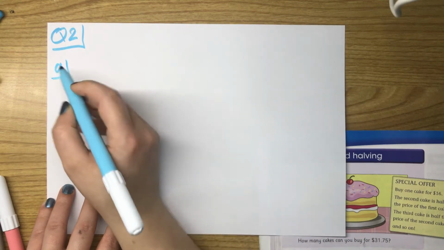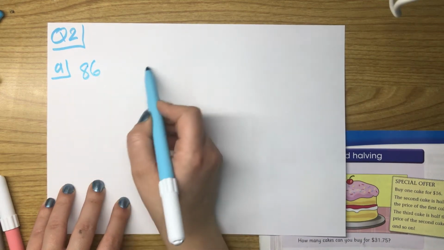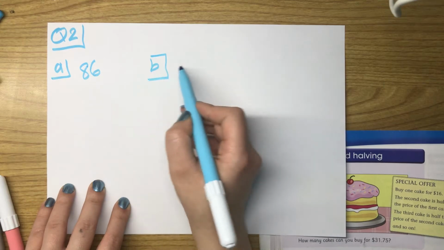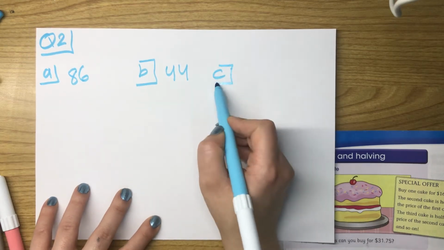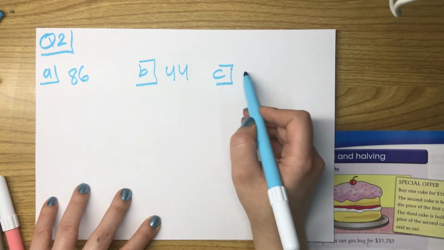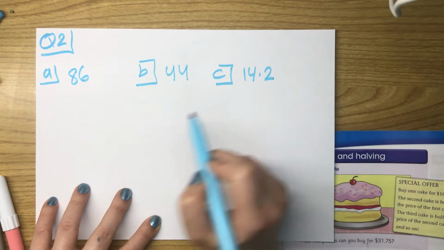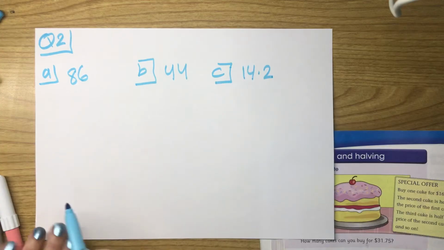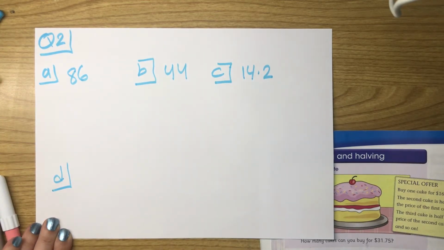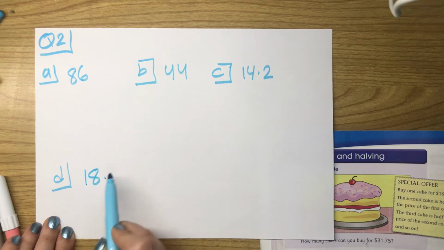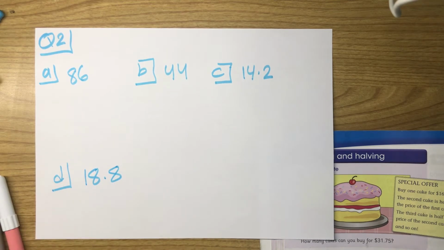A, we are going to halve 86. B, we are going to halve 44. C, we are going to halve 14.2. And question number D, we are going to halve 18.8.